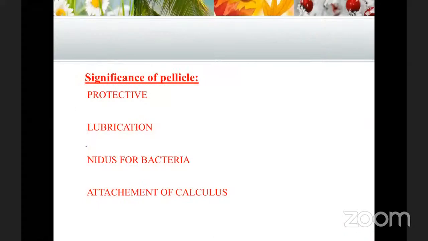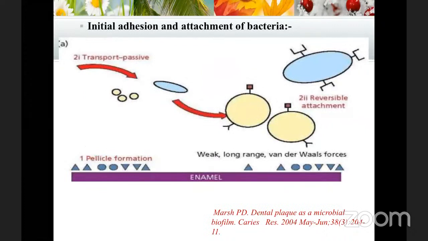The significance of the pellicle is that it is protective and lubricating, it creates the nidus for bacteria, and it provides attachment for calculus. So this is the initial adhesion and attachment. This is how the pellicle forms on the enamel surface. On this pellicle, weak, long-range van der Waals forces are present.